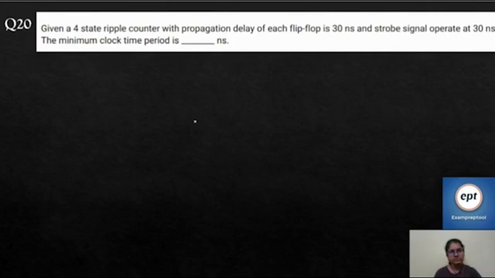So the next question is: given a 4-state ripple counter with propagation delay of each flip-flop of 30 nanoseconds, and strobe signal operating at 30 nanoseconds, the minimum clock time period is, and in nanoseconds they have asked. Okay, so as you all know, they are asking about the time period. So the formula you should know.